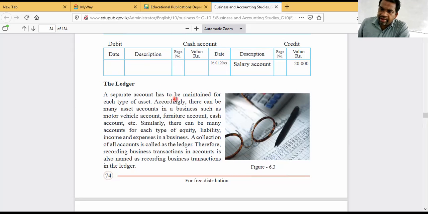A separate account has to be maintained for each type of asset. Accordingly, there can be many asset accounts in a business, such as motor vehicle account, furniture account, cash account. Similarly, there can be many accounts for each type of equity, liability, income, and expenses in the business. The collection of all accounts is called the ledger. Therefore, recording business transactions in accounts is also named as recording business transactions in the ledger.